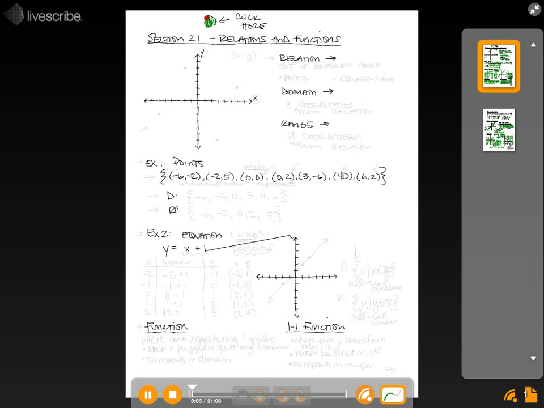Alright, this is our video for section 2.1 on relations and functions. First thing we're going to do is get some vocabulary words. We're going to start with relation, and a relation is a set of ordered pairs.